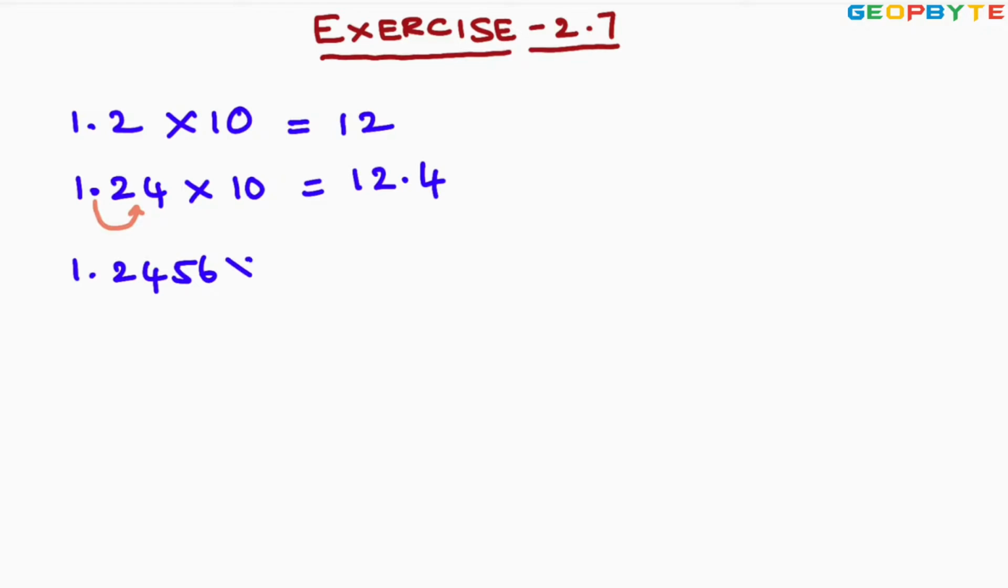1.2456 into 100. Now, in this case, we are multiplying the decimal number with 100. Whenever we are multiplying with 100, the decimal point should be shifted towards right by two places. So it will be shifted to after 4. Then we'll be getting 124.56.